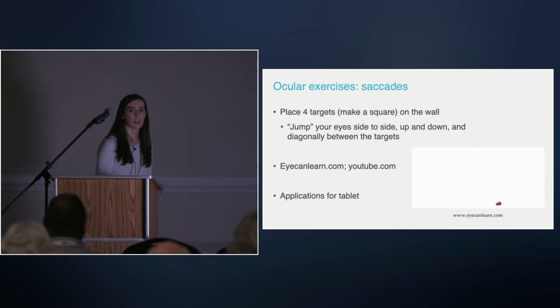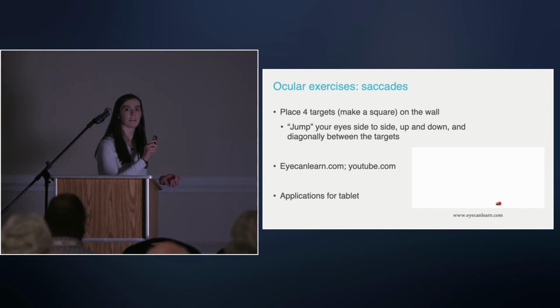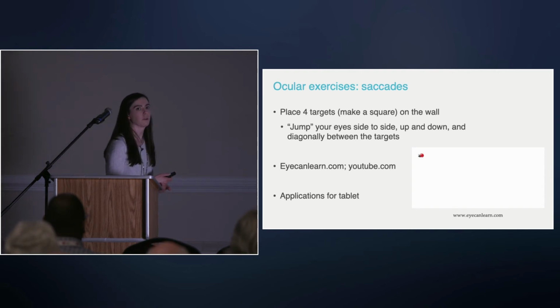For saccades, the most basic way to do this, I like to use Post-it notes. Guys, if you ever walk into my room where I work, there are Post-it notes everywhere. So the most basic way, put 4 Post-it notes on a wall and make a square. You're going to jump your eyes side to side, up and down and diagonally, going between the letters on the Post-it note. Again, for I Can Learn, there's a little clip that's going on right now. This is the bug jumps exercise, where you're just trying to jump your eyes to the bug wherever it moves around. Same as before, you can search YouTube, and you can also download some applications for your tablets.